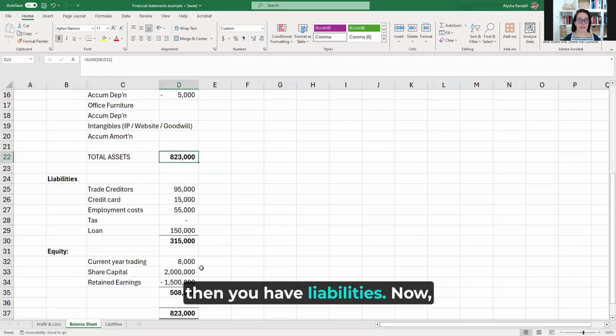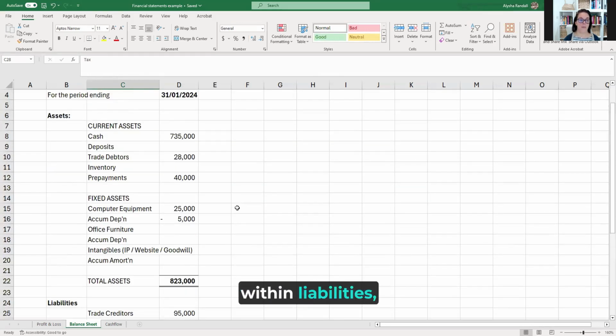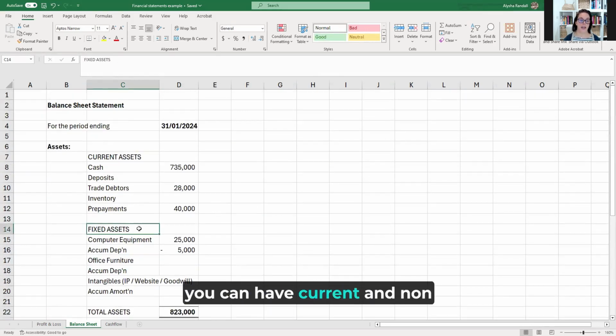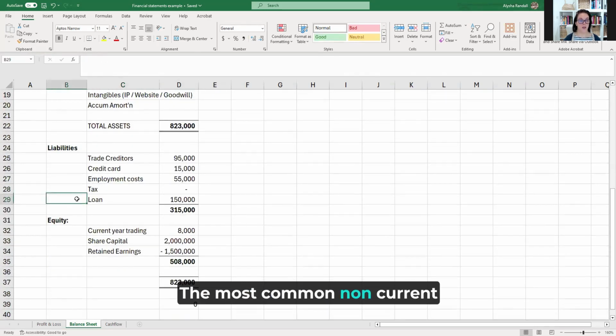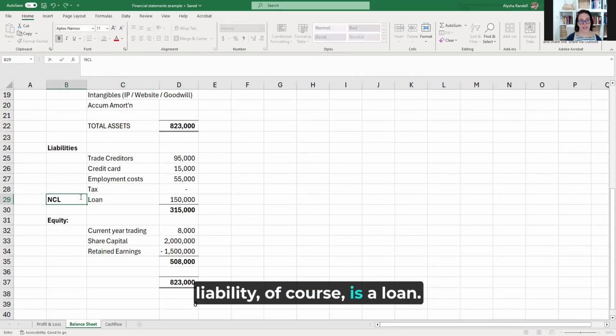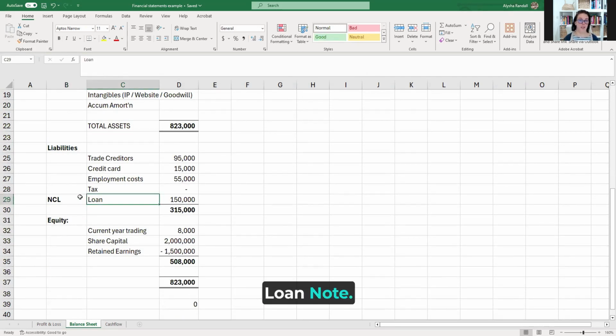Then you have liabilities. Now, I haven't here, but similarly within liabilities, you can have current and non-current liabilities. The most common non-current liability, of course, is a loan. So whether that's a convertible loan note, if you've got a fast growth business and you are fundraising, a convertible loan note would sit here, or a SAFE often sits here, another investment tool.